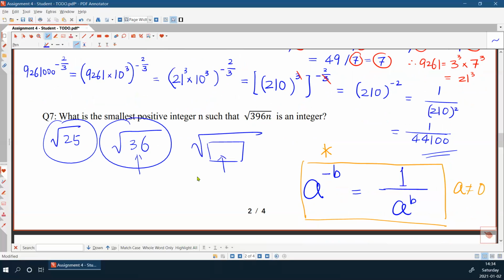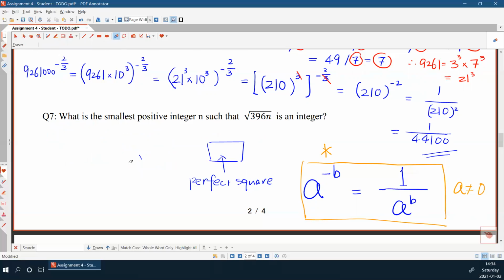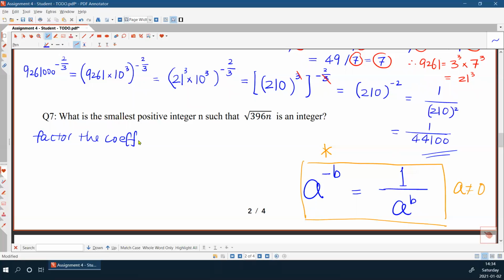So if the number under the square root is a perfect square, then you can get an integer, right? So this gives us the way to solve n here. Okay, first of all, let's factor the coefficient first.